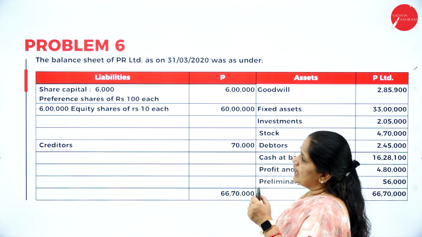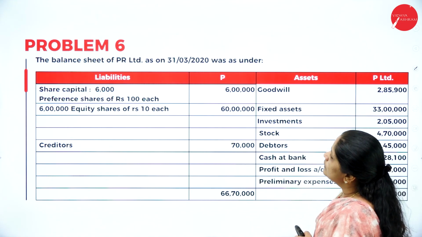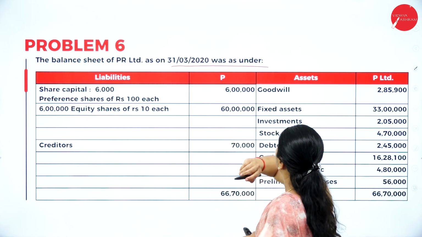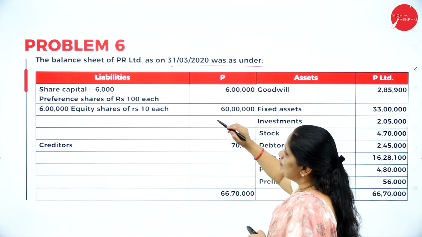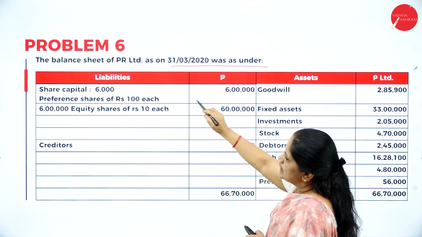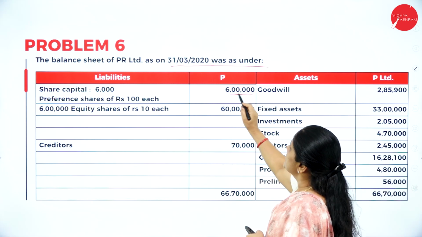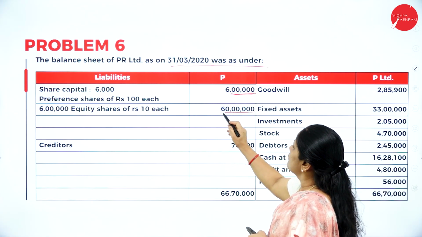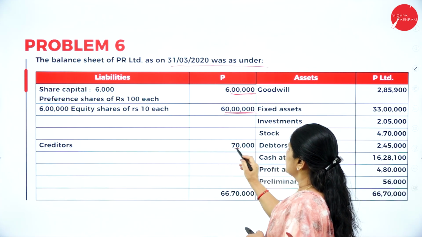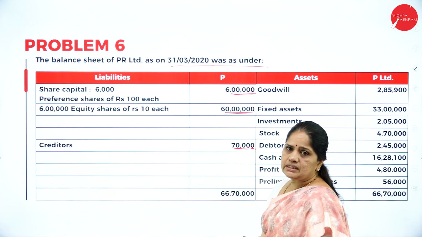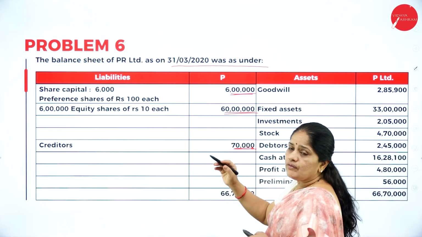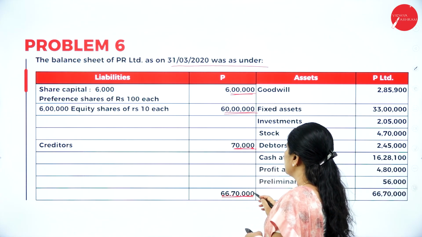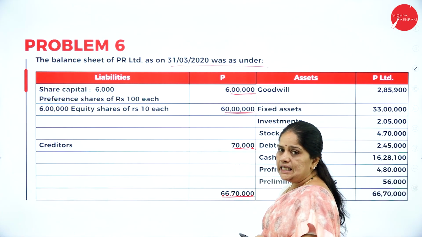Then, next, we have the balance sheet of the new company. So, the balance sheet of PR Limited after amalgamation. So, we will see what is the balance sheet here. So, the share capital, 6,000 preference shares of rupees 100 each, that is 6 lakhs. Then 6 lakhs equity shares of rupees 10 each, 60 lakhs. Then we have the creditors, 70,000. That's all we have here for the liability side. There are no other entries. The total comes up to 66 lakhs 70,000.